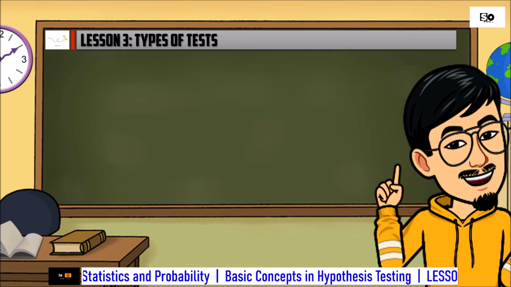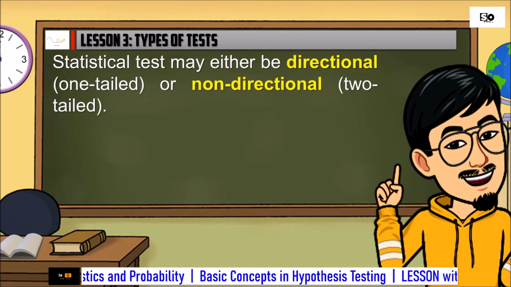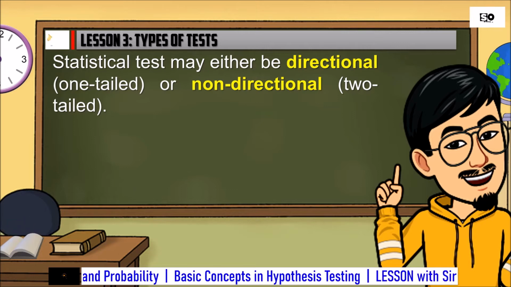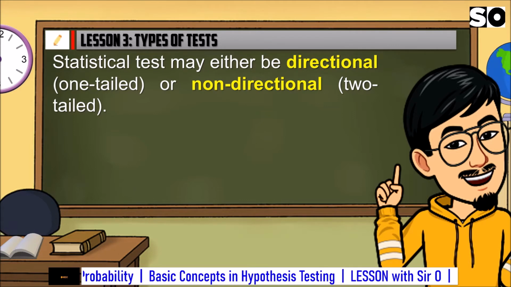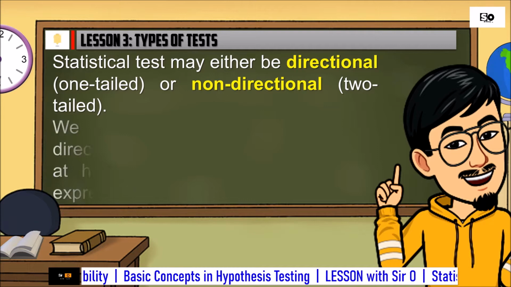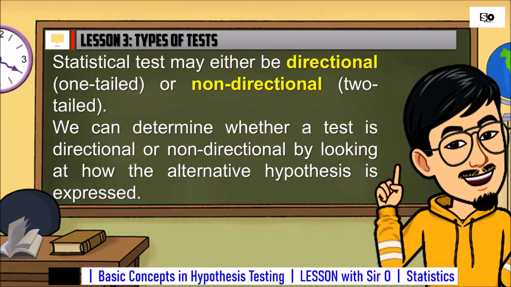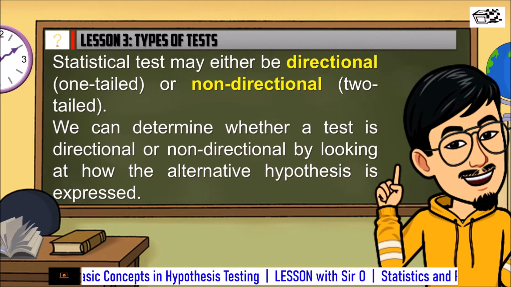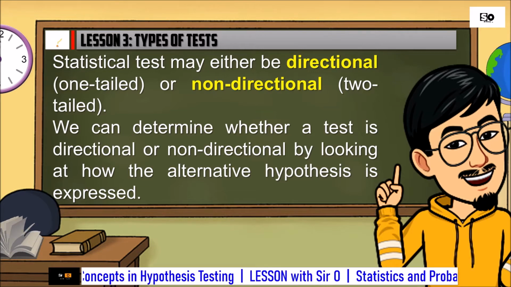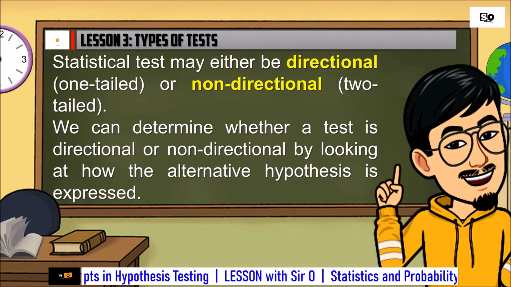Lesson 3. Types of tests. Statistical tests may either be directional, one-tailed, or non-directional, two-tailed. We can determine whether a test is directional or non-directional by looking at how the alternative hypothesis is expressed.